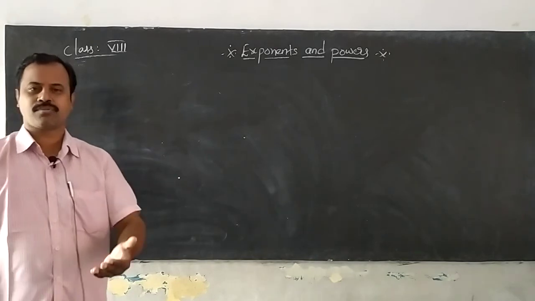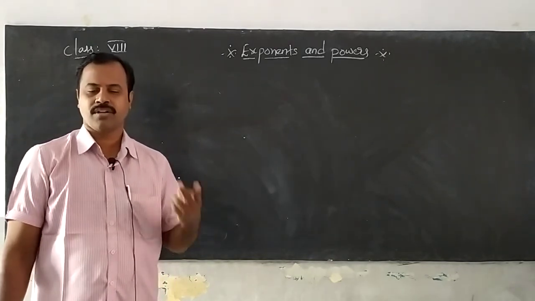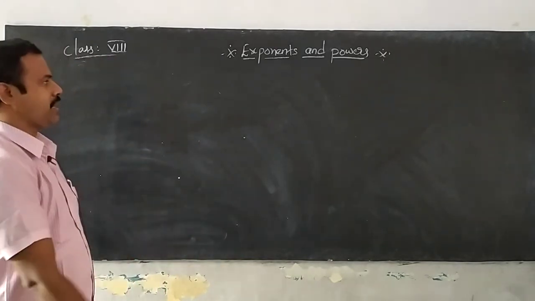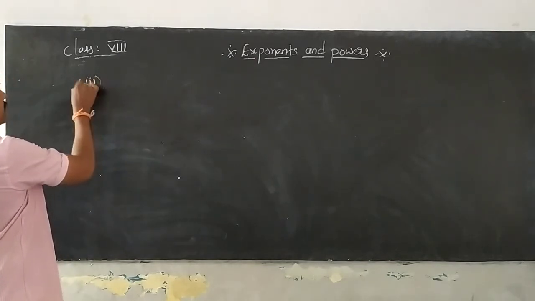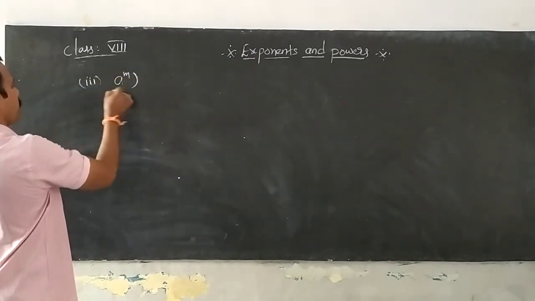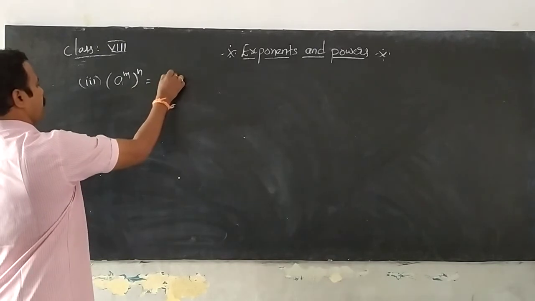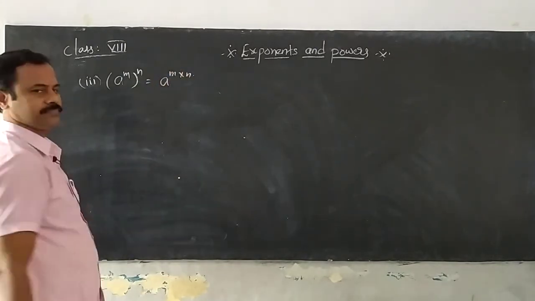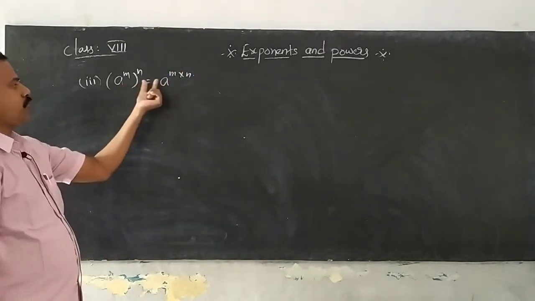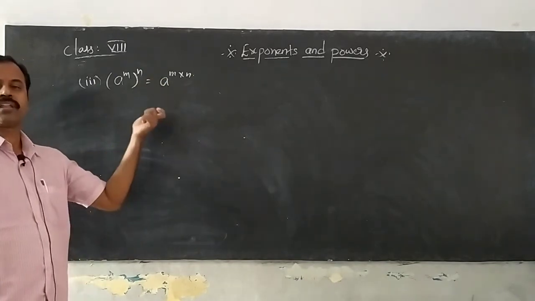So I gave you the examples yesterday based on the two laws. Today we are going to see the remaining laws. The third law we see here is a power m whole power n is equal to a power m into n. A power m whole power n is equal to a power m into n.